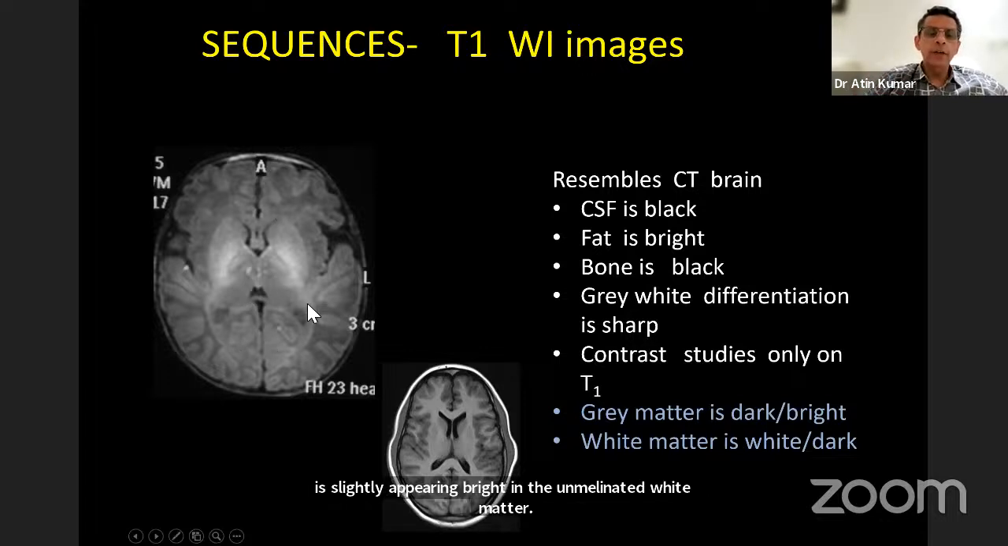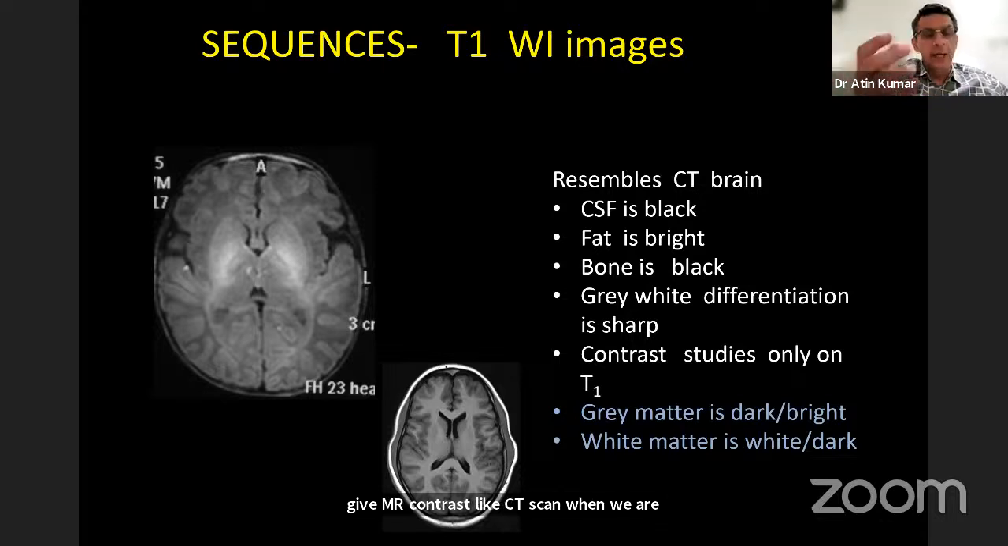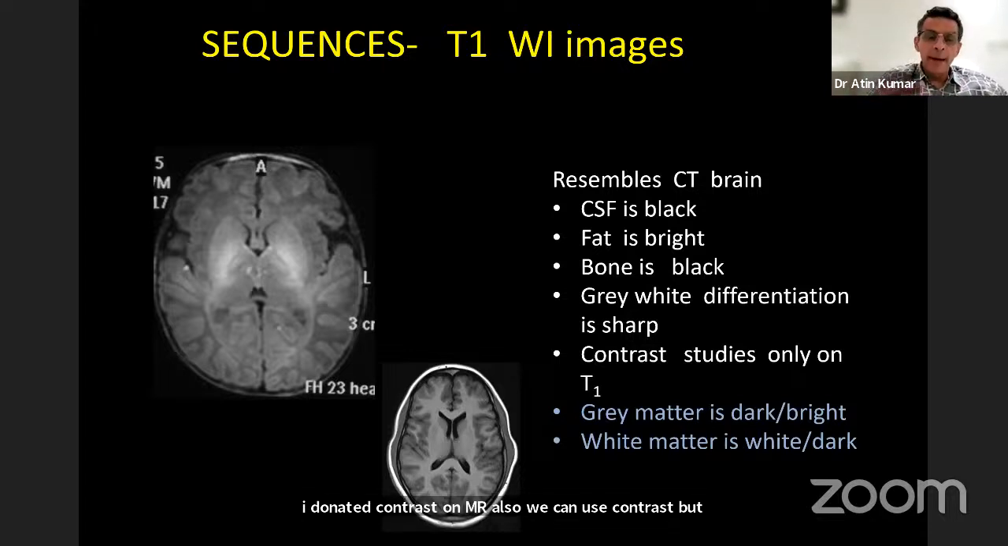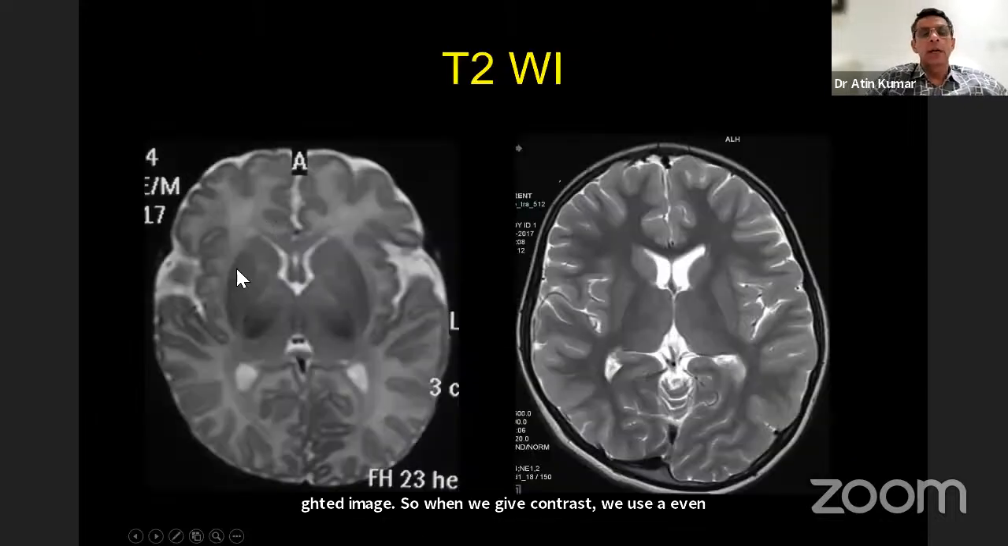What's more important on T1 weighted images: if you give MR contrast, like on CT scan, when we were giving contrast, it was appearing bright on CT scan, which was an iodinated contrast. On MR also we can use contrast, but it's a different contrast which contains gadolinium. The MR contrast will again appear bright on a T1 weighted image. So when we give contrast, we use a T1 weighted image to look at the bright density of the contrast.